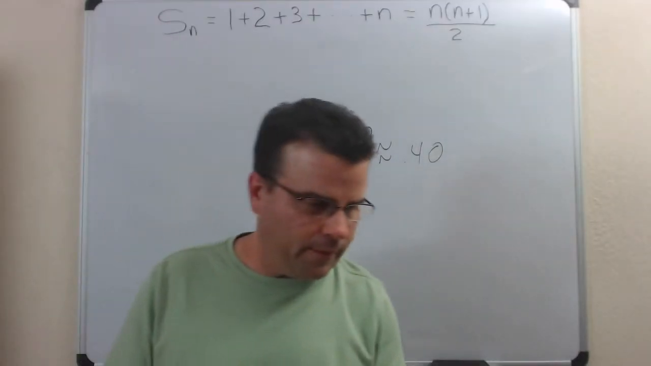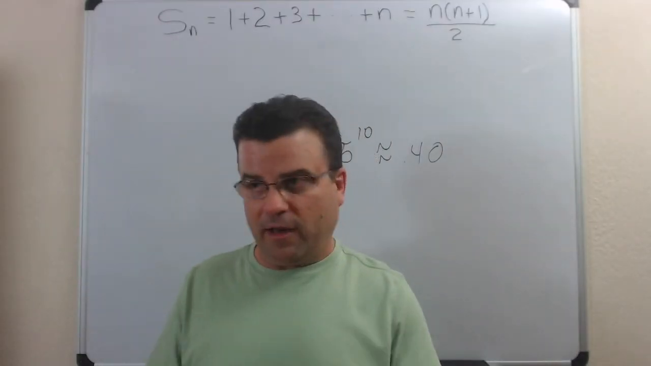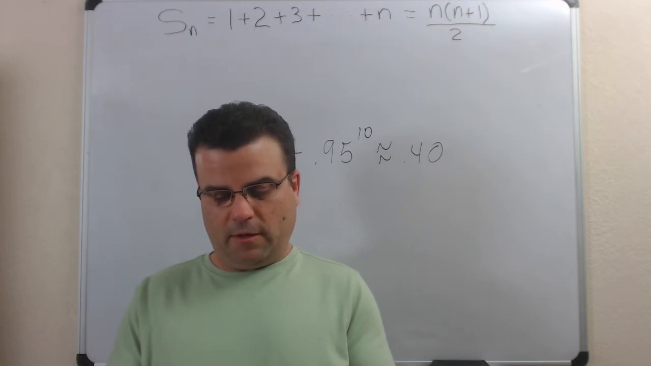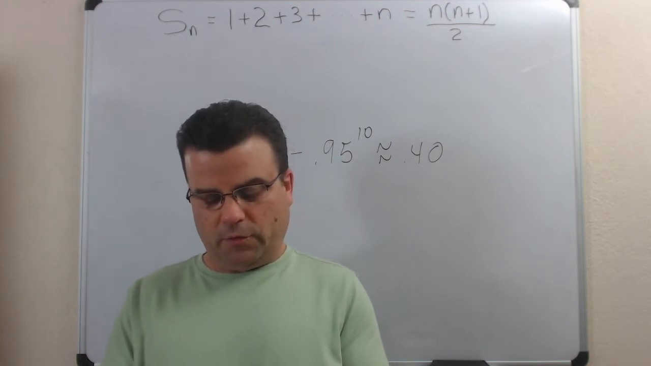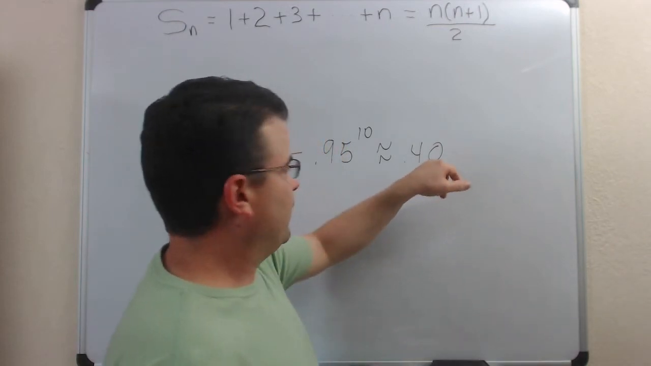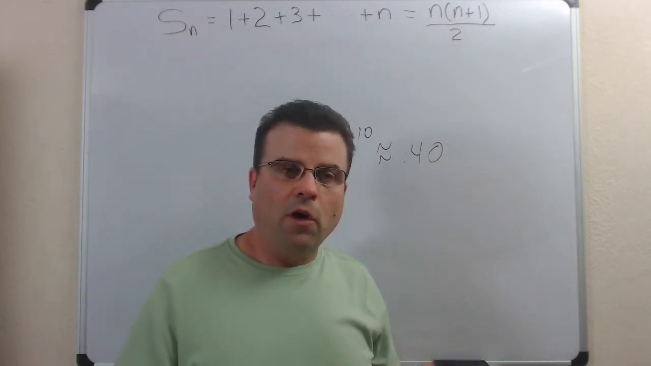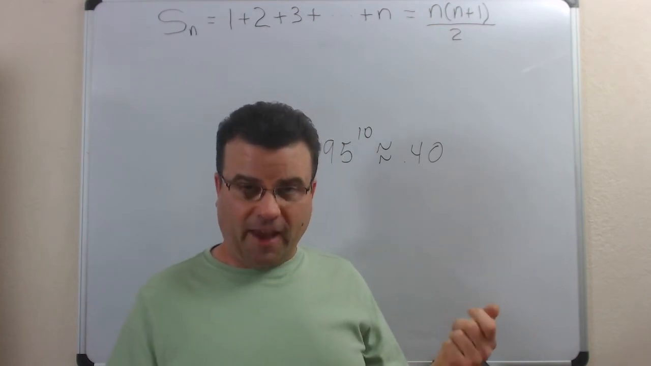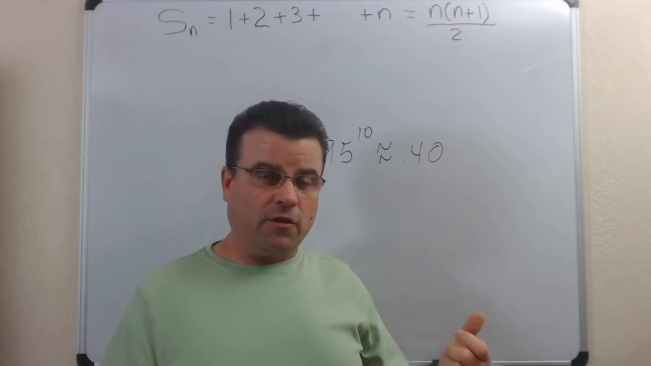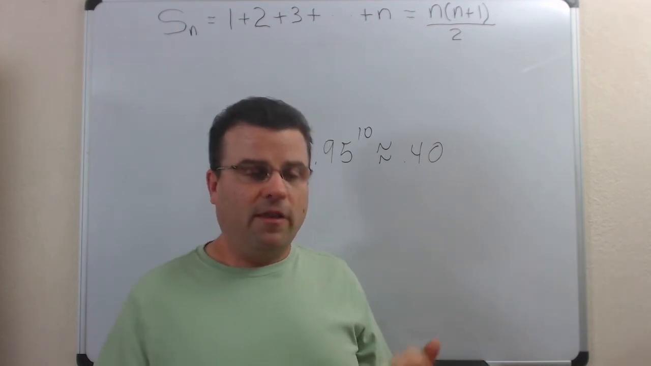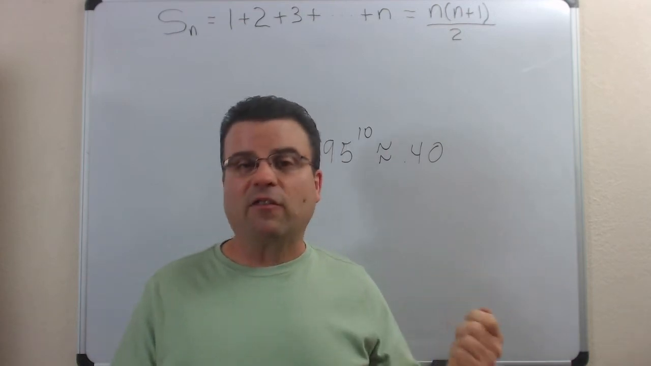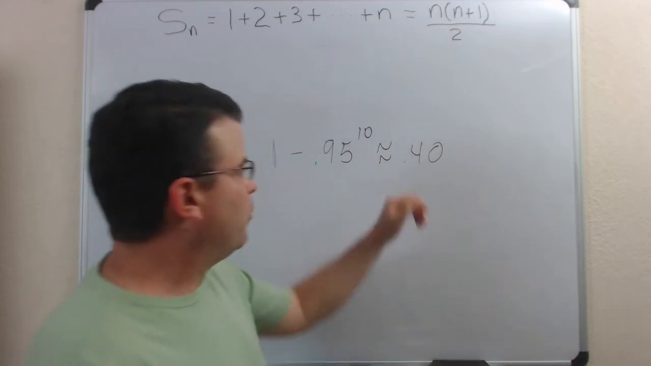I should have done this before, but I need to verify with the calculator. 0.95 to the 10th equals... yes, so this is right. This is approximately 0.4. So if we were to do 10 t-tests to make this one test to see if there's a difference, the probability of us making a type 1 error in at least one of those 10 tests is 0.4.